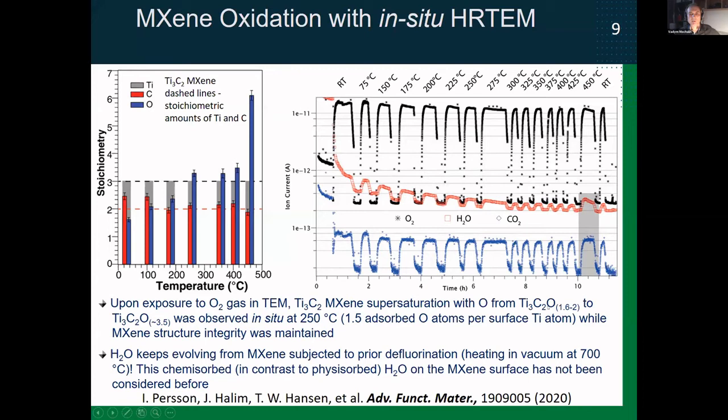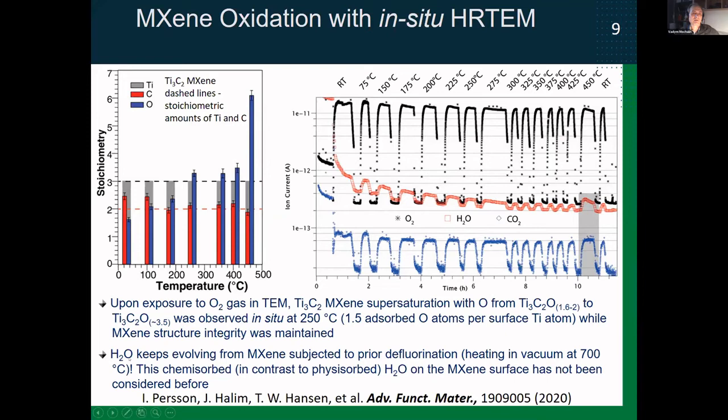So within this range of temperatures, from 250 to 400 degrees C, the oxygen content is well above the limit in MXene structure. And yet the structure of MXene stays intact. So it still remains MXene. Well, if you increase temperature further, it will collapse and form titanium oxide, which corresponds to this temperature. So it's a nice way to study reactivity of MXene. And oxygen is one reactant, of course, but potentially other reactants can be introduced in this in situ TEM, and their interaction with MXenes can be studied.